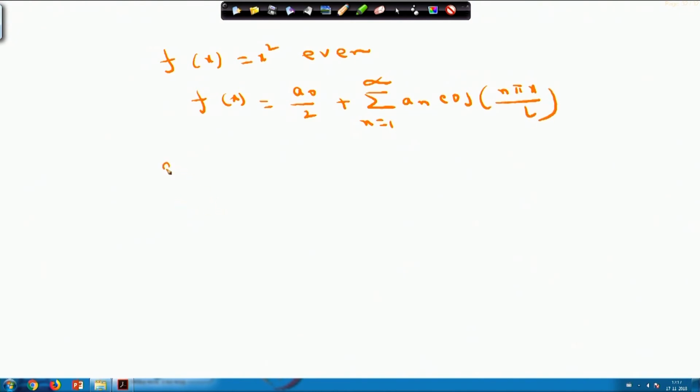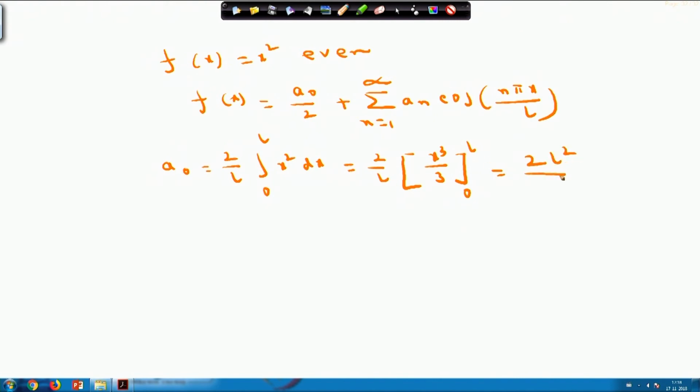Now, your a naught is equal to 2 by L into integral 0 to L x square dx. If I evaluate it, 2 by L into this will be x cube by 3 from 0 to L. So, you will obtain L cube. So, one L will be cancelled, 2 L square by 3. So, your a naught is becoming 2 L square by 3.